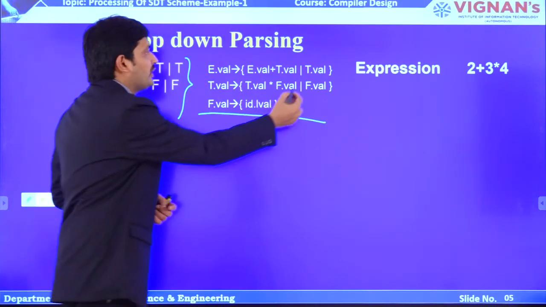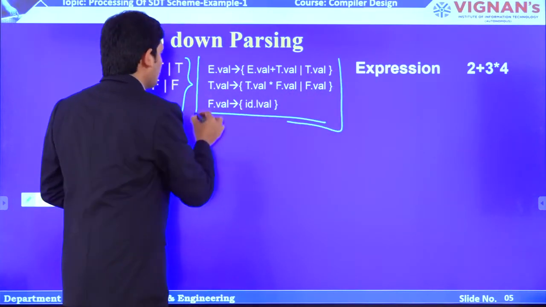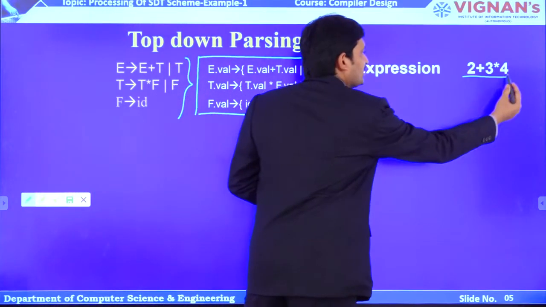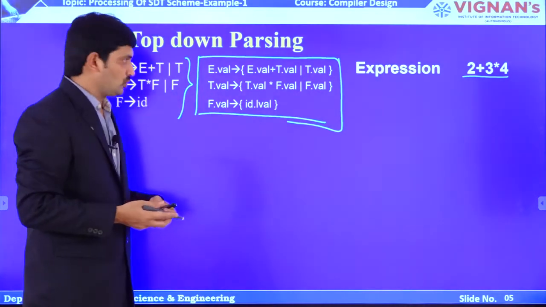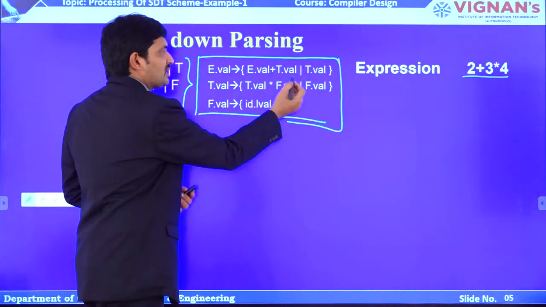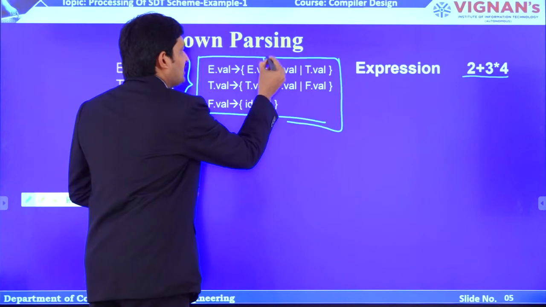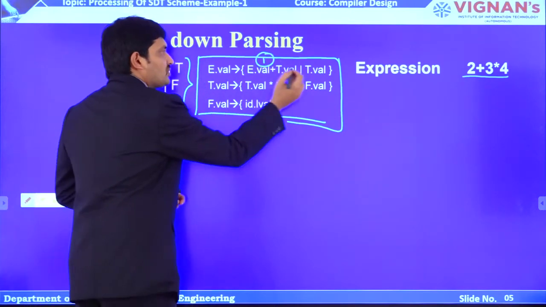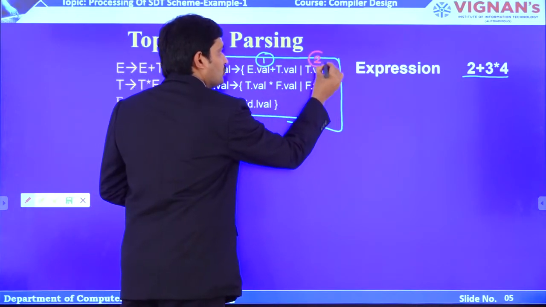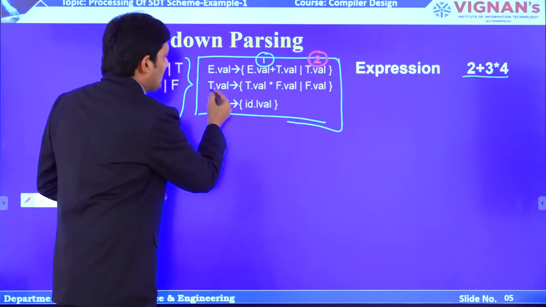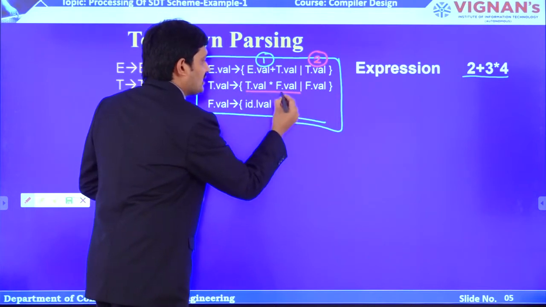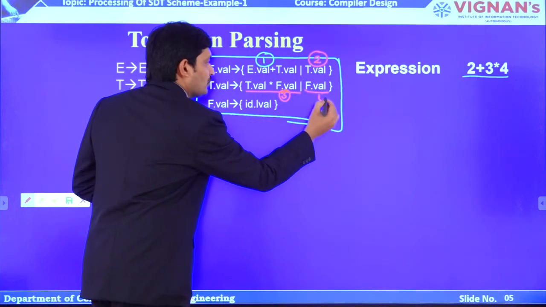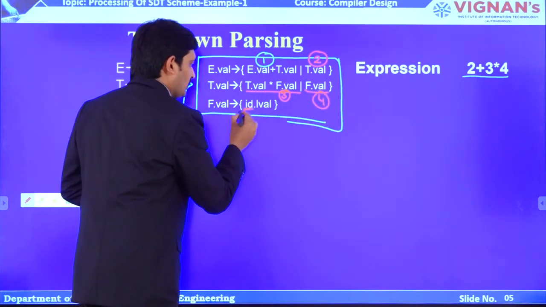For this grammar, we attached these particular semantic rules. Now we are going to evaluate 2 plus 3 into 4. In the top down approach, E tends to E value plus T value, let us consider this is action number 1. The second one, E value tends to T value, is action number 2. The third one, T value tends to T value into F value, is action number 3. T value tends to F value is 4, and finally this is 5.